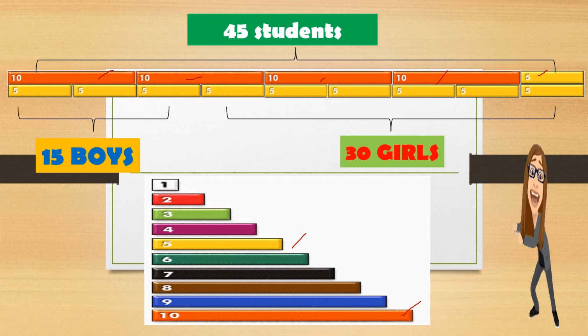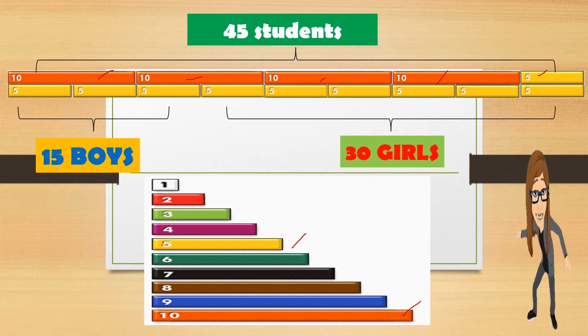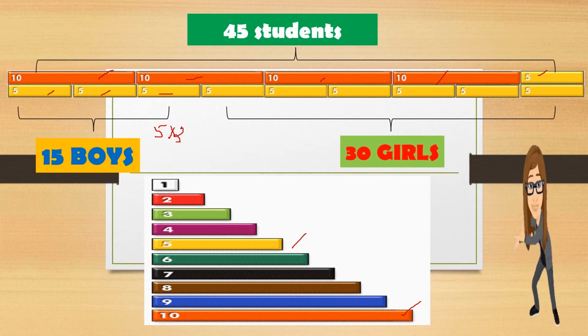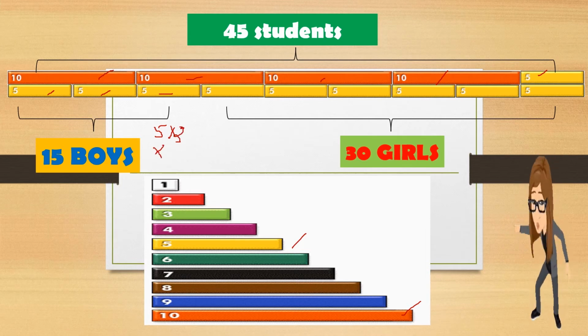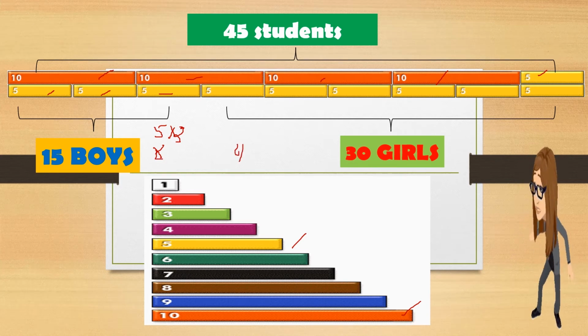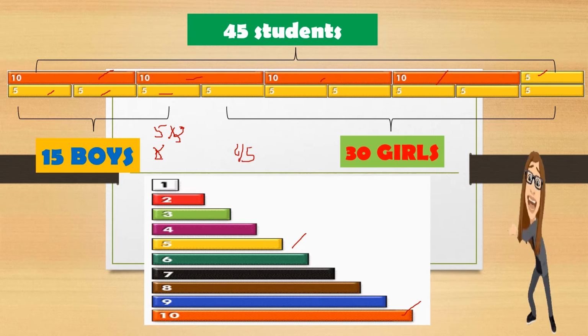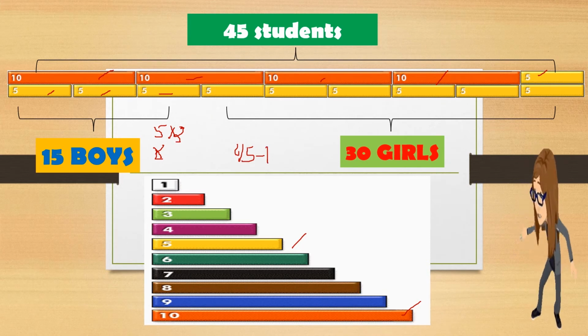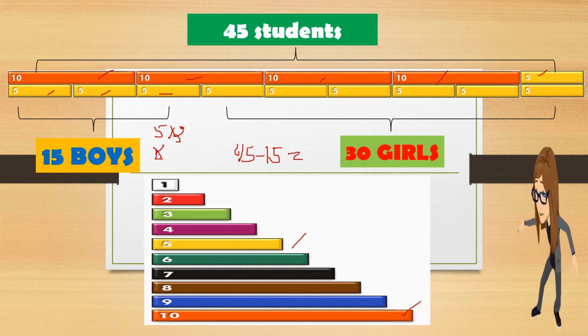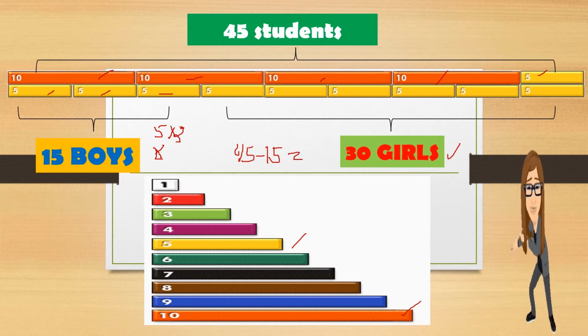So we have 15 boys. 1, 2, 3. So 5 times 3 is 15. Okay. So if we have 45 students minus 15, so how many girls? We have 30 girls. Okay.